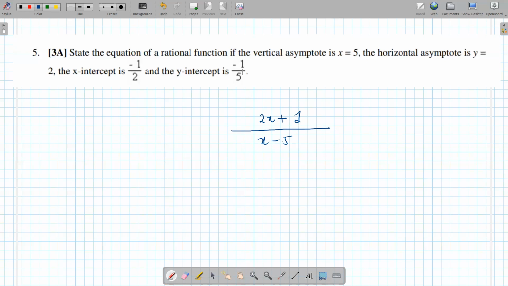Now we know the y-intercept is 1/5, yeah? What would the y-intercept be right now? The y-intercept right now would be a 0, so that means this must be a +1. Right? Because when you plug the x as a 0, you need to get 1/5. And there we go. I think the x-intercept will also be -1/2, because if you set it to 0, 2x plus 1 equals 0, so x will be minus 1/2.